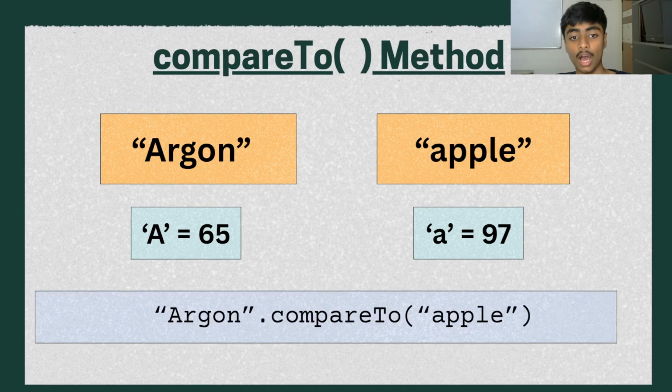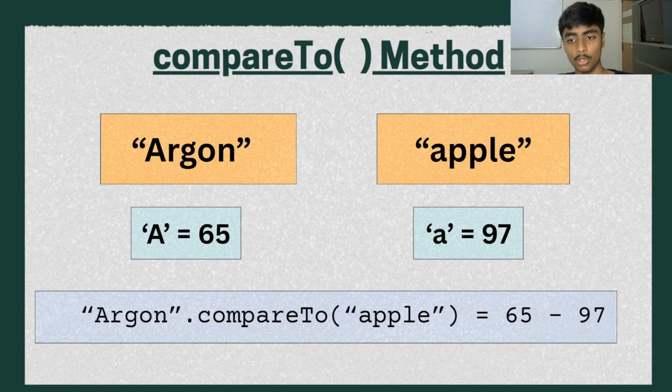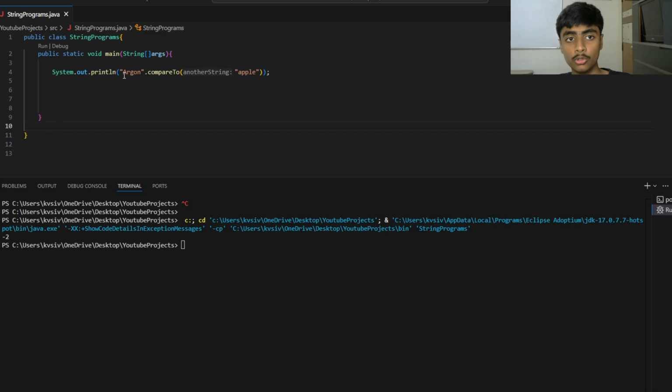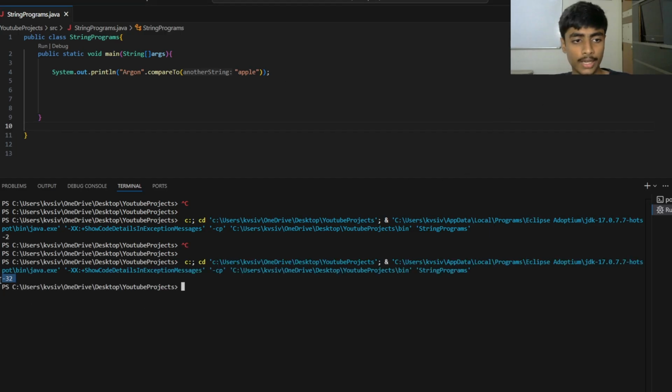So if I say argon.compareTo(apple), it's going to subtract the ASCII value of lowercase a from the ASCII value of uppercase A. 65 minus 97 is going to be -32. I wrote the two strings over here as well, and when I run this program, you notice that we do get -32. Now in a dictionary, uppercase or lowercase doesn't really matter. This is why I said that the compareTo method is similar to a dictionary. It's not a dictionary. Since Java is case sensitive, uppercase characters are different from lowercase characters.